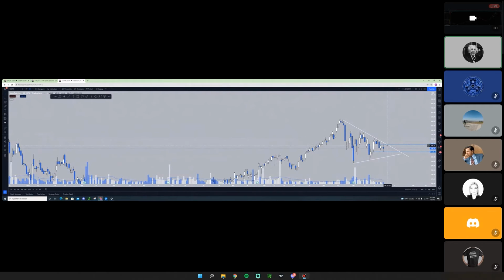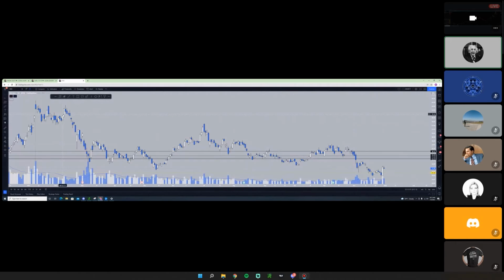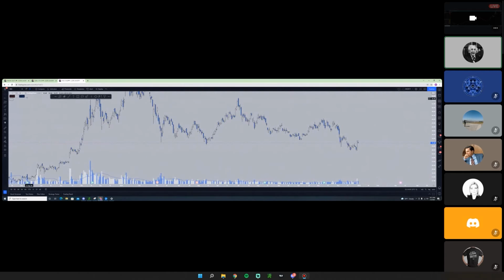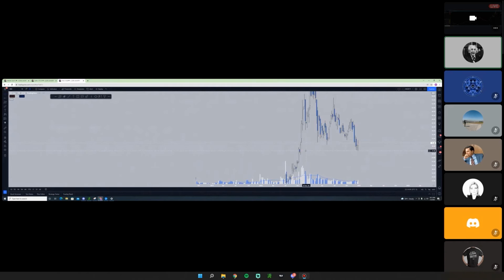I would definitely watch this 347 level to break this, and then you can go higher. It'd be a nice play to watch for tomorrow. We can cover NEO. I mean, I think NEO had number release or some kind of car release numbers.